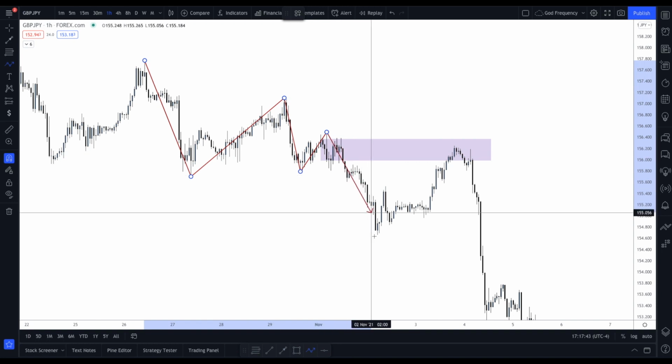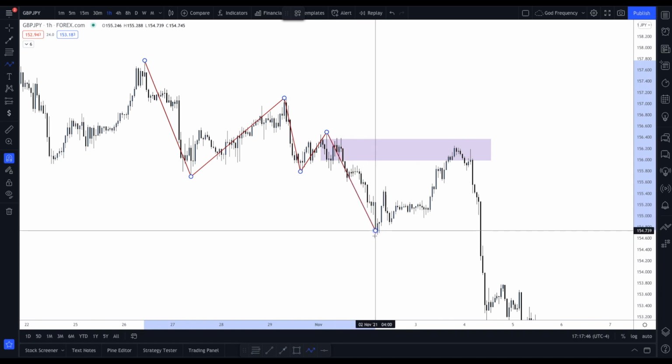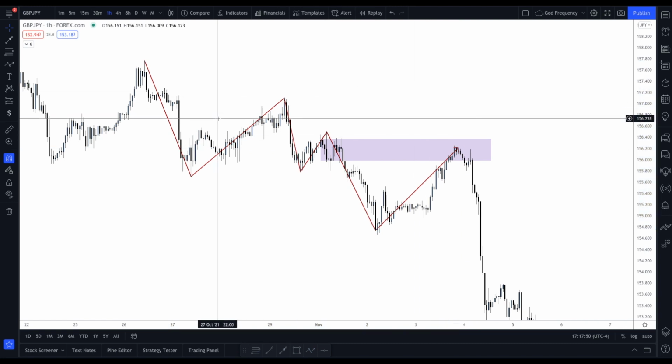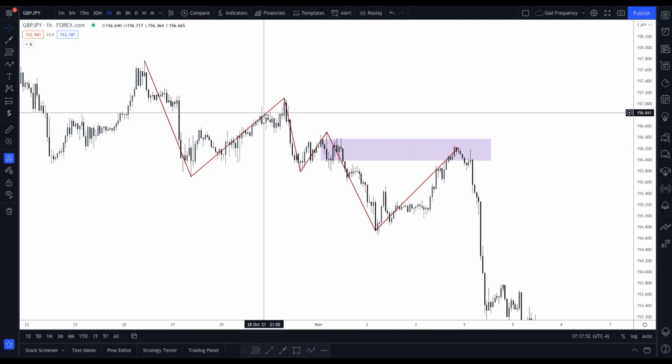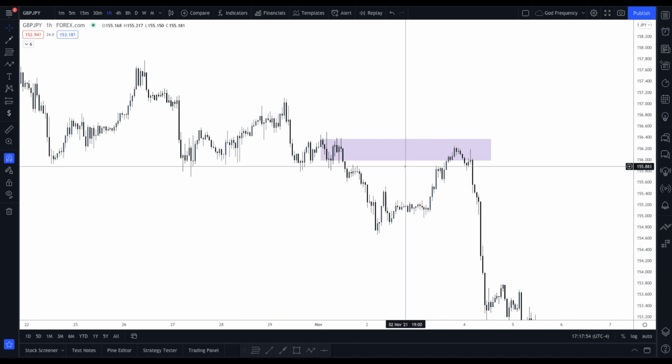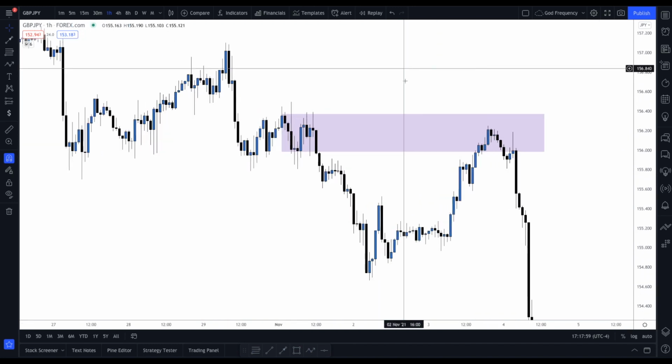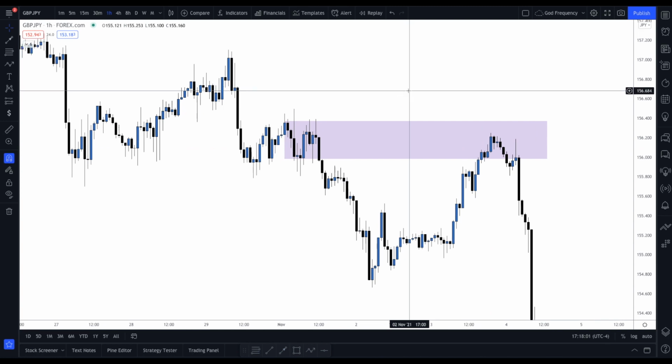All right, and as you can see, price comes down, price comes back up. So we have bearish market structure altogether. Now that we've identified that 4-hour order block on this hourly time frame, we just want to come in and refine what we're seeing.